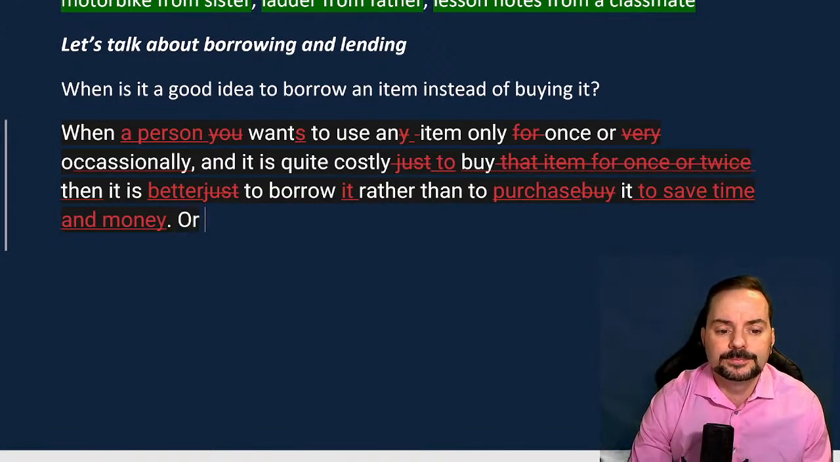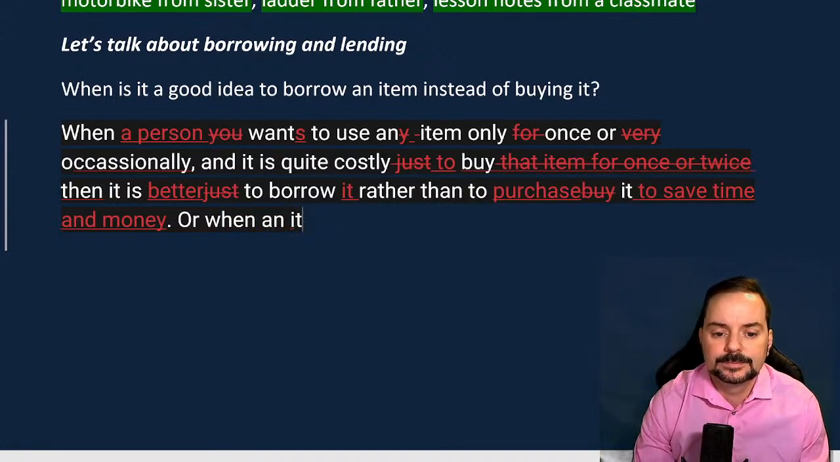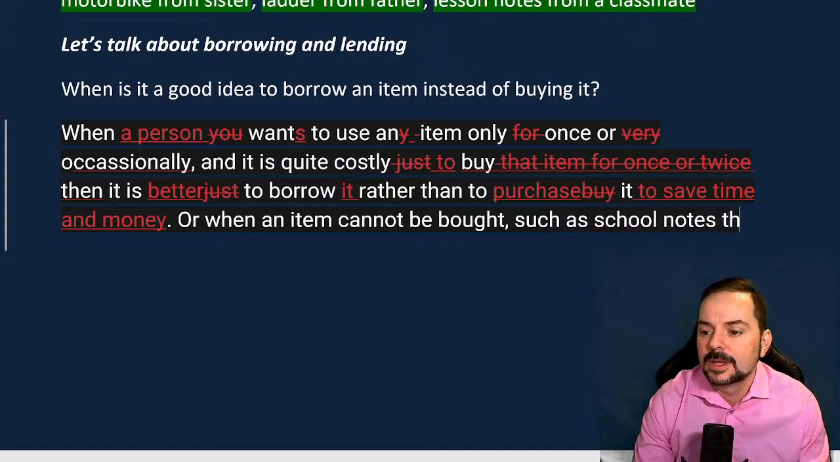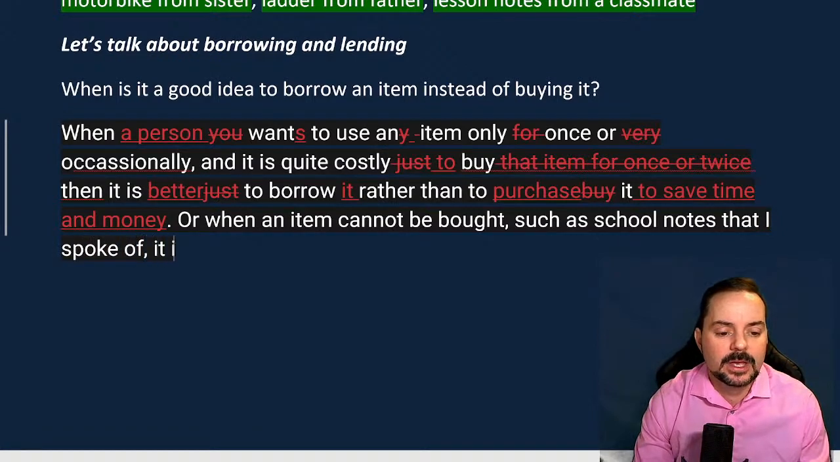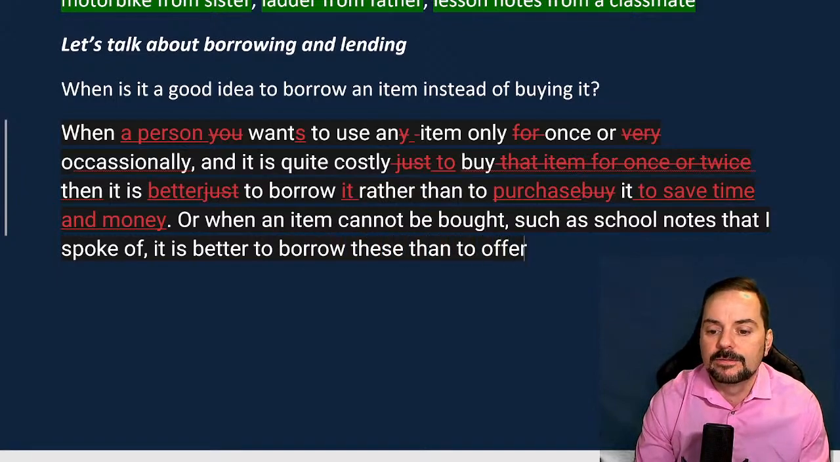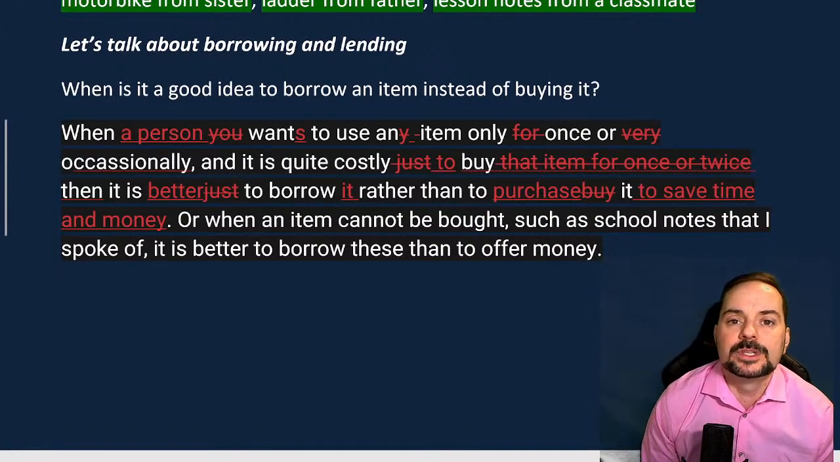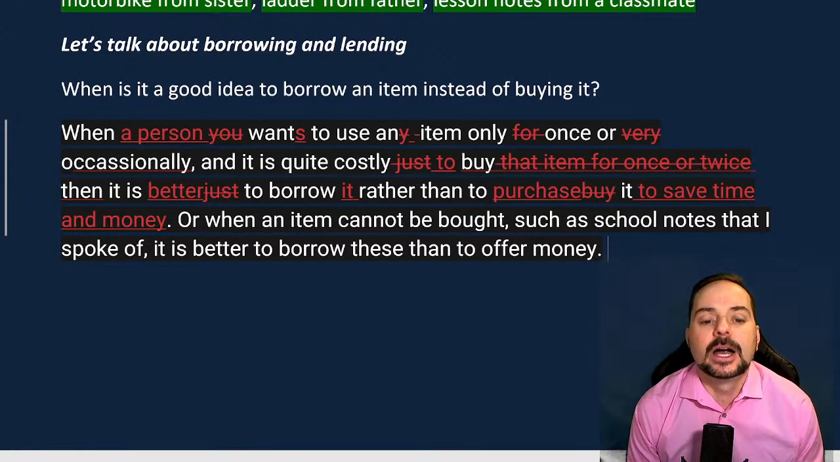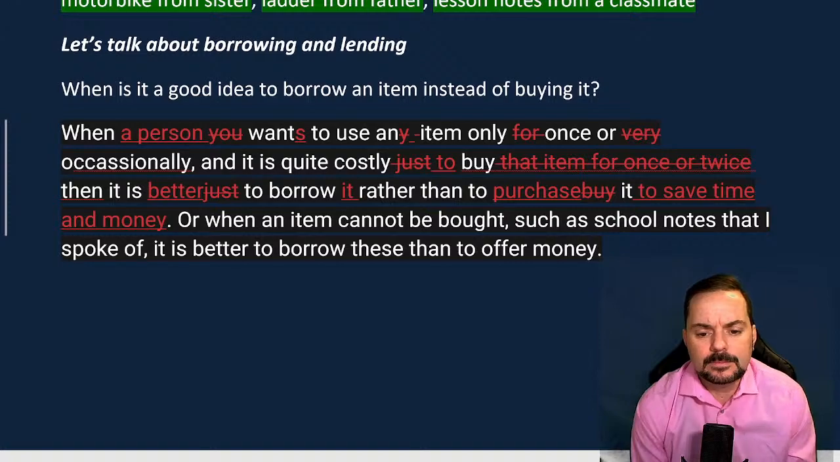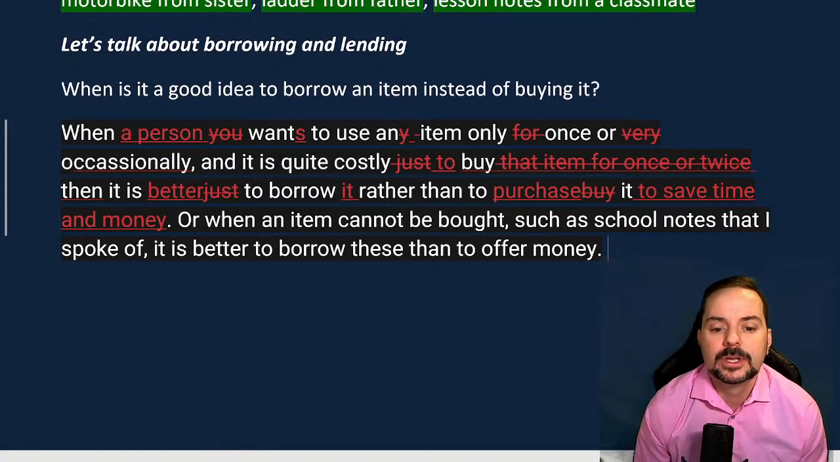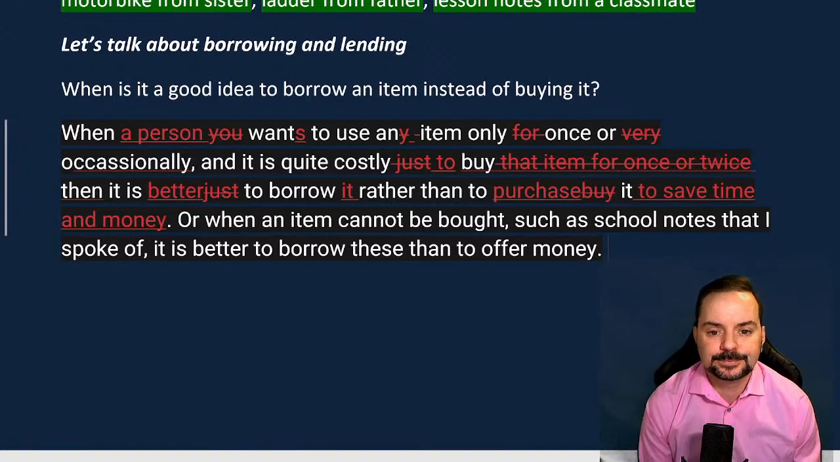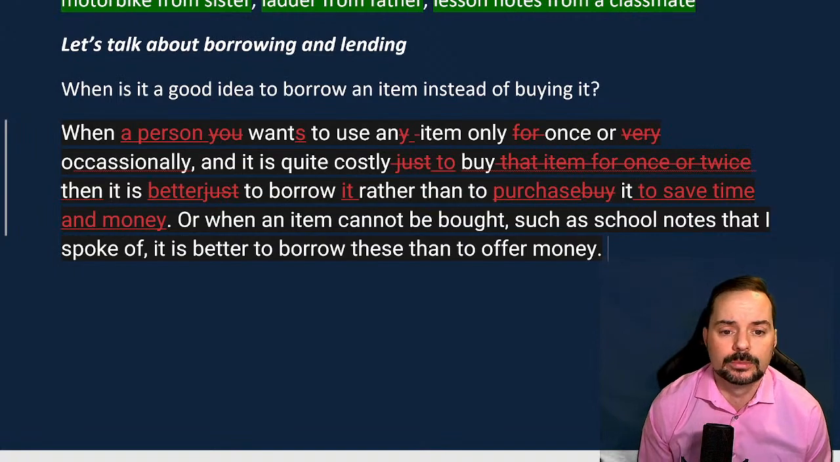So, when an item cannot be bought, such as school notes that I spoke of, it is better to borrow these than to offer money. Okay? Yeah, I mean, in school, I wouldn't sell my notes, especially if I'm still using them for my class. So, although sometimes students sell their notes, but still, some items are not really for sale, so people can only borrow them. Or when an item cannot be bought, such as school notes that I spoke of, it is better to borrow these than to offer money. Okay, so don't forget part two, all right?